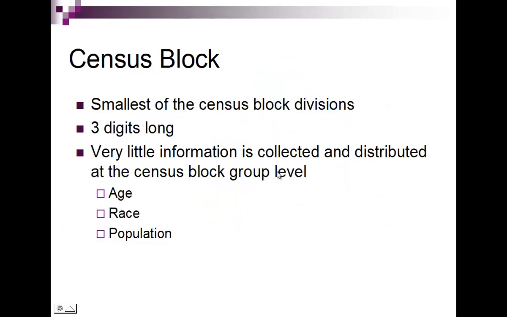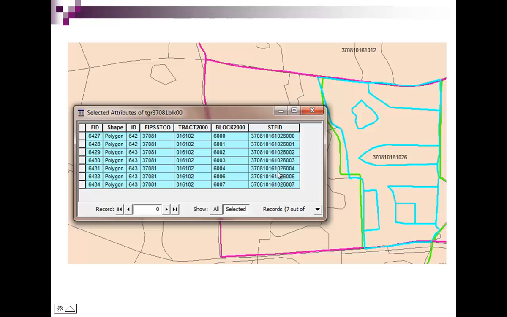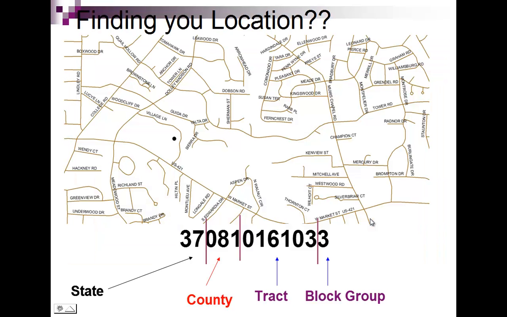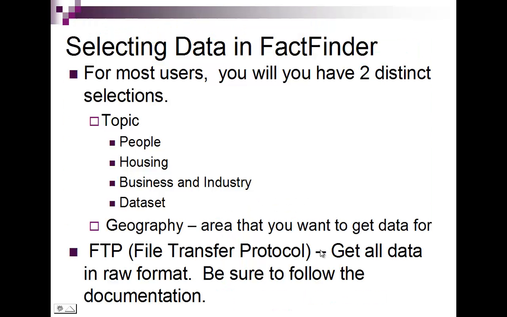And then finally we've got census blocks. It has very little information, but we have age, race, and population. So you can see the number of blocks within a particular block group. And so we can start to look at our location. Finding your location, 37 is your state, 081 is your county, 016103, I think this is my house, is my tract, my block group is 3. Then I can even get to my block.